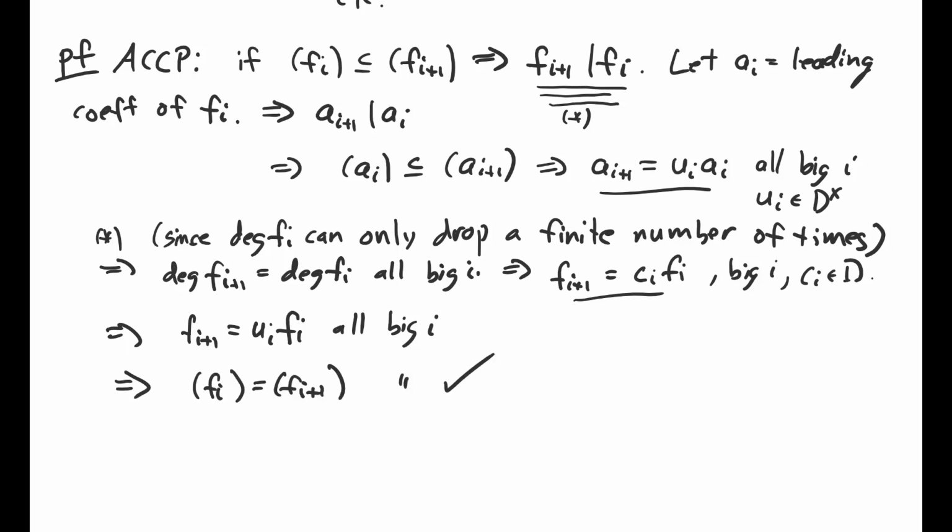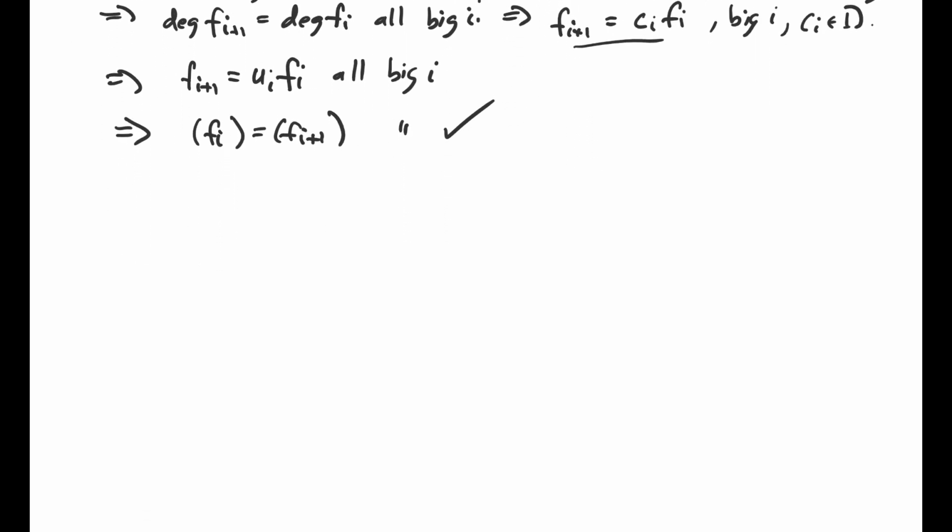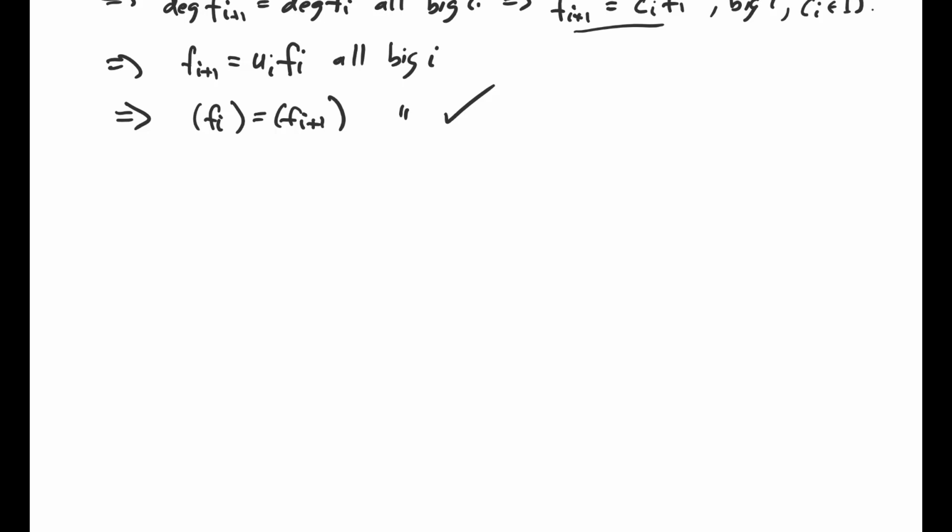Okie dokie, so that's the ACCP, and we need one more thing to check for our UFD. We have two options. We could do greatest common divisors, or we could do that irreducibility implies primeness. We're going to do irreducibility implies primeness.